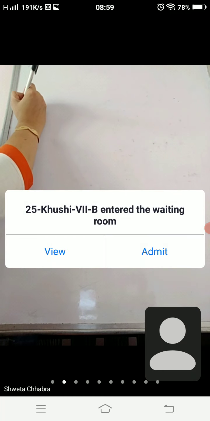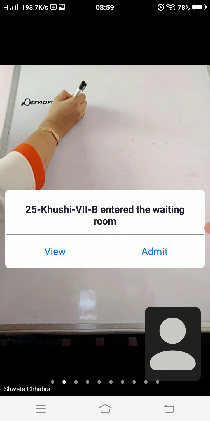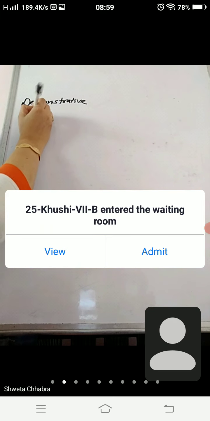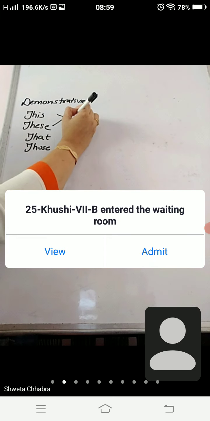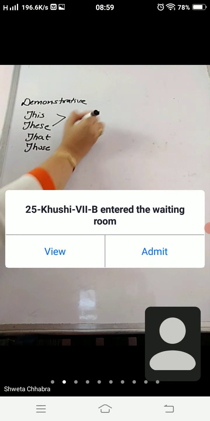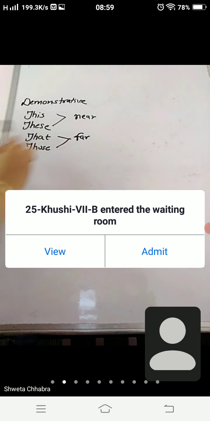Okay. Then we have demonstrative determiners like this and these, that and those. This and these are used for near objects and that and those are used for far objects.